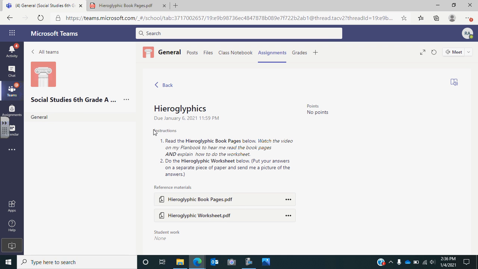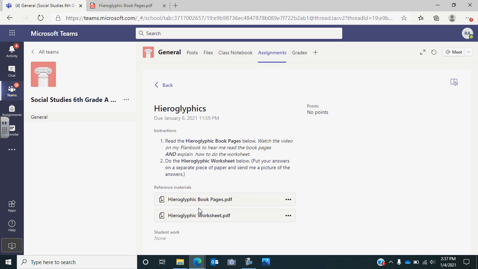So you can see here the directions say to read the hieroglyphic book pages below, watch the video on my plan book, which you are now, to hear me read the book pages and explain how to do the worksheet. Then number 2, you're going to do the hieroglyphic worksheet below. You're going to put your answers on a separate piece of paper and send me a picture of your answers. You can send that through Teams. You can send it in the chat on Teams. You can attach it to the assignment. You can send it through email, through Remind, whatever works for you. And then once you complete that, then you click Turn It In. We'll be good to go.